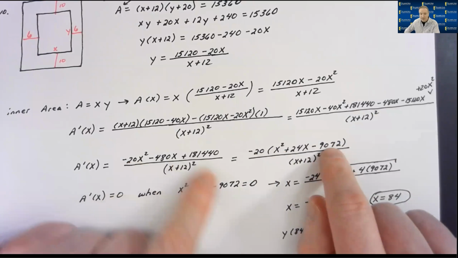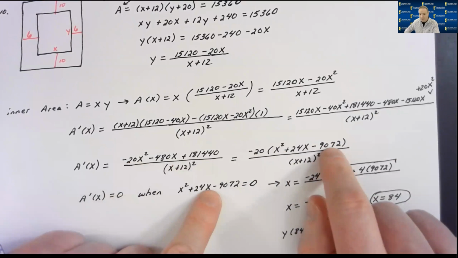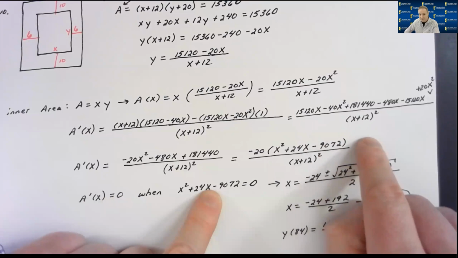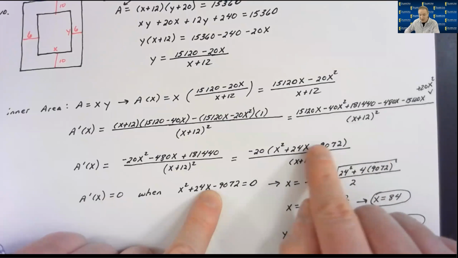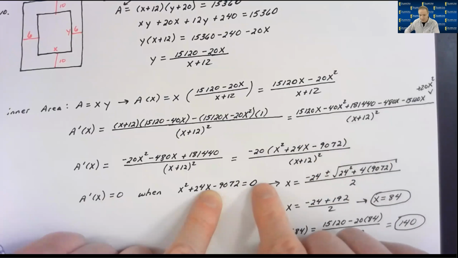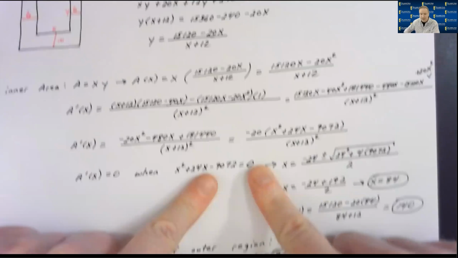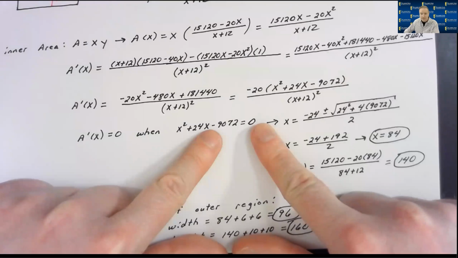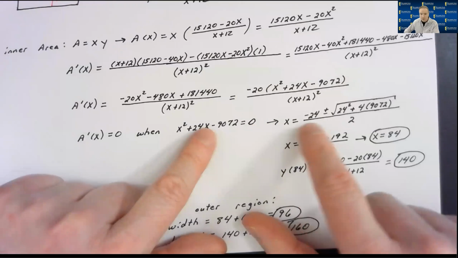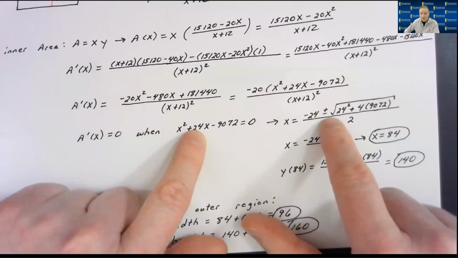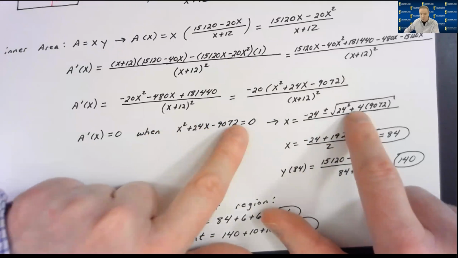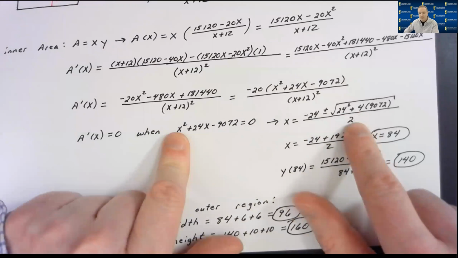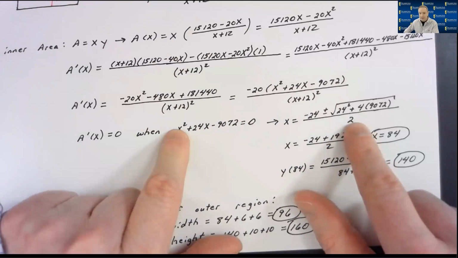But then at that point, I knew that the critical points would exist whenever the numerator of this fraction was equal to 0. Well, the only way that the numerator could equal 0 is if this quadratic that's a factor of it would equal 0. In order to solve that out, I just used the quadratic formula. So I said x is equal to negative b plus or minus the square root of b squared minus 4ac all over 2a. And then you can see I plugged it in correctly.